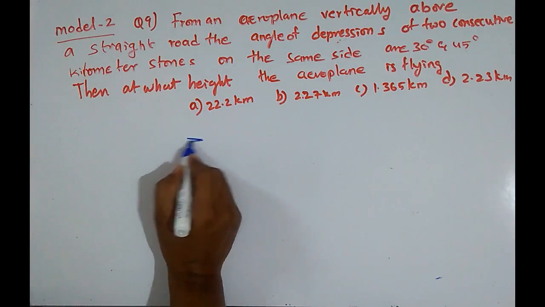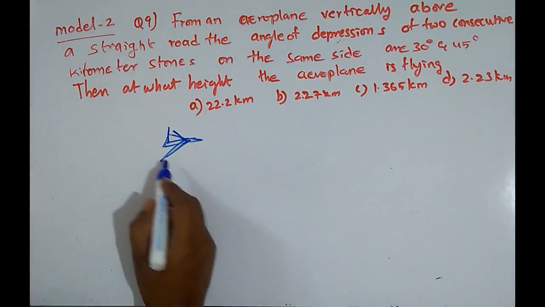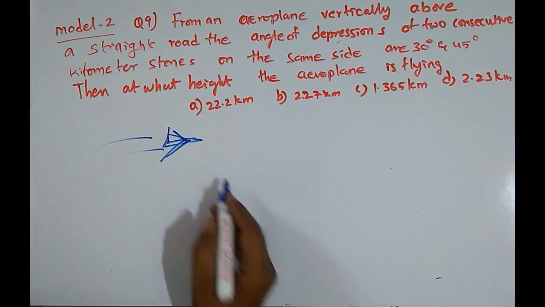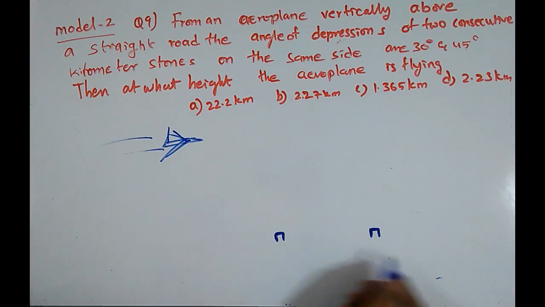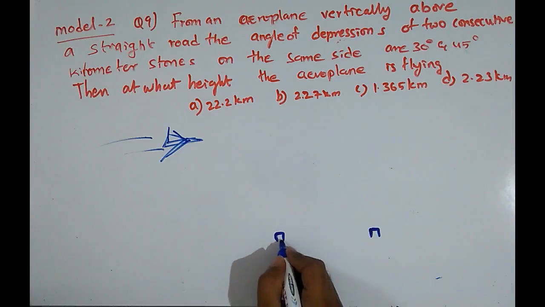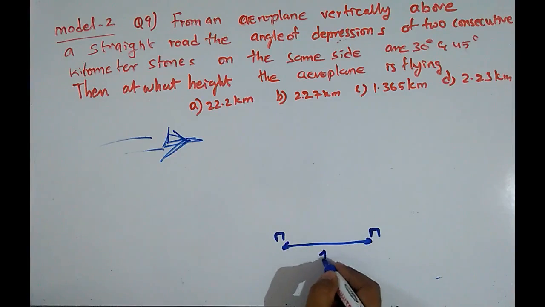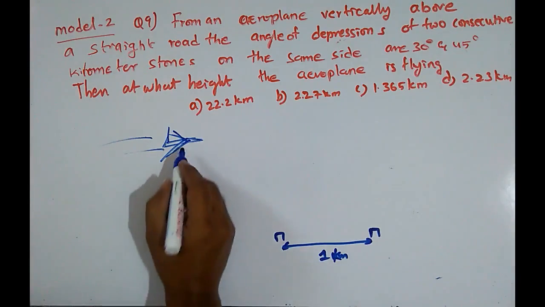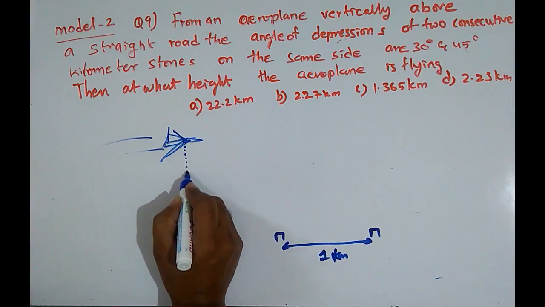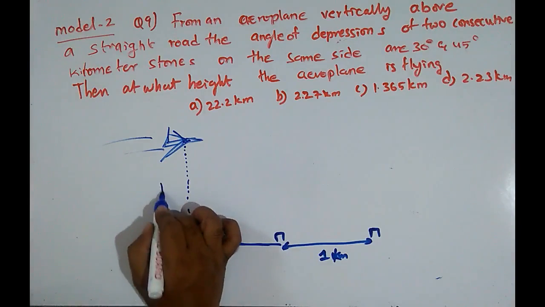See, there is an aeroplane that is flying here. And there are 2 consecutive kilometer stones, friends. Consecutive in the sense side by side. If the kilometer stones are side by side, then the distance between them is 1 kilometer. The distance between the 2 kilometer stones will be 1 kilometer. This aeroplane is flying at some height which we have to find, friends.